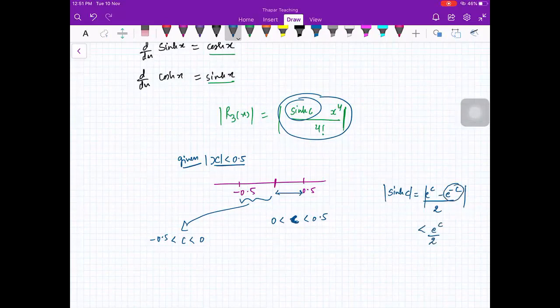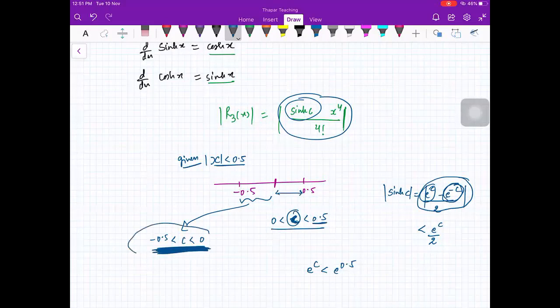Can you see that? I'm just omitting this thing. Why? Because this is a positive number and I'm subtracting. So whatever this quantity is, that quantity is for sure less than e raised to power c by 2. In these cases, I can see that e raised to power c is less than e raised to power 0.5, because c is less than 0.5 here also and here also. Clear?